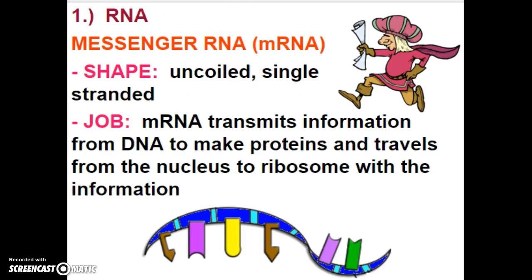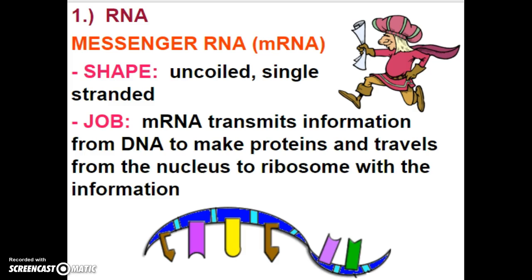There are three forms of ribonucleic acid, or RNA, and each form has a particular shape and a function or job associated with it. The most common type of RNA in your cell is called messenger RNA, which we will abbreviate with a little m, RNA. It is an uncoiled single-stranded molecule. It is not a double helix like DNA. The job of the messenger RNA is to be a messenger. Messenger RNA transmits information from the DNA to make proteins.